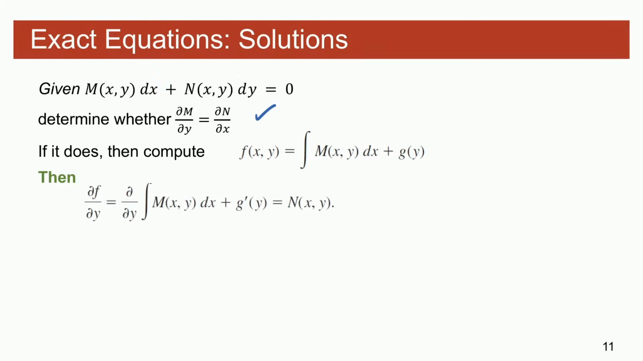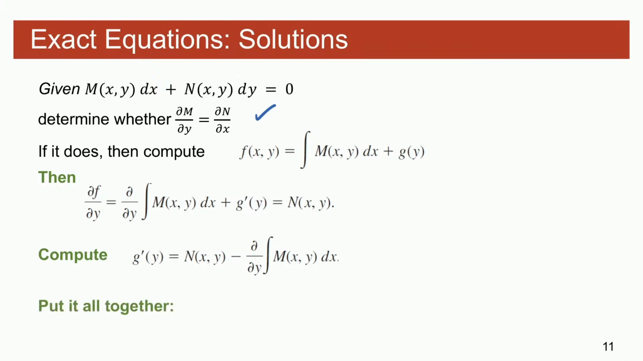Then you do the derivative of whatever you get here, and you're going to have a g prime of y involved, and set that equal to n of xy. And then you can sort out what g is, and then you put it all together. Okay, so that's the textbook method. It's very similar to what Zechariah did, but his method is way easier. So let me explain Zechariah's method.